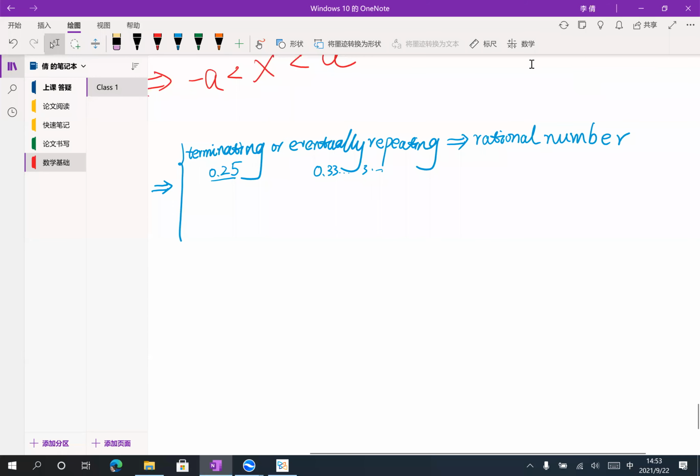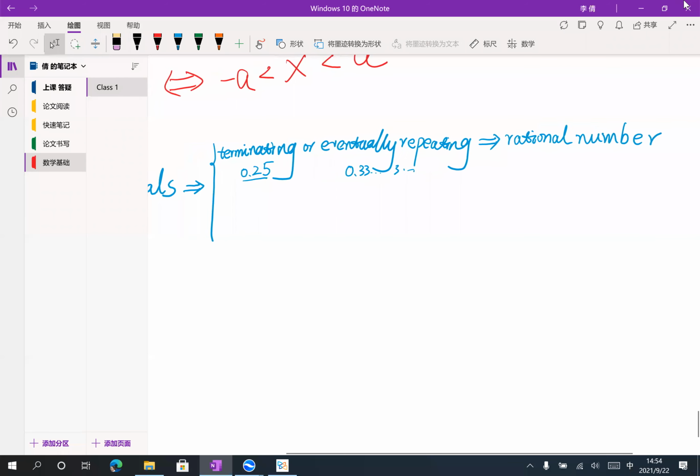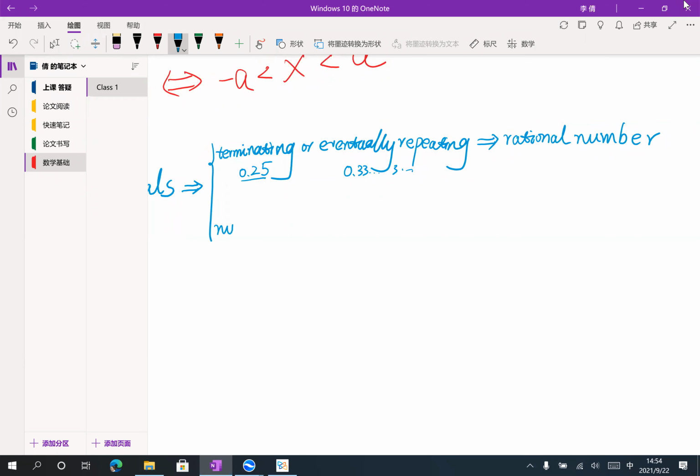Okay, now the terminating or eventually repeating decimals are the rational numbers, right? And the non-terminating and non-repeating decimals are called what number? Can you remember? It is an irrational number. Yeah, irrational number.